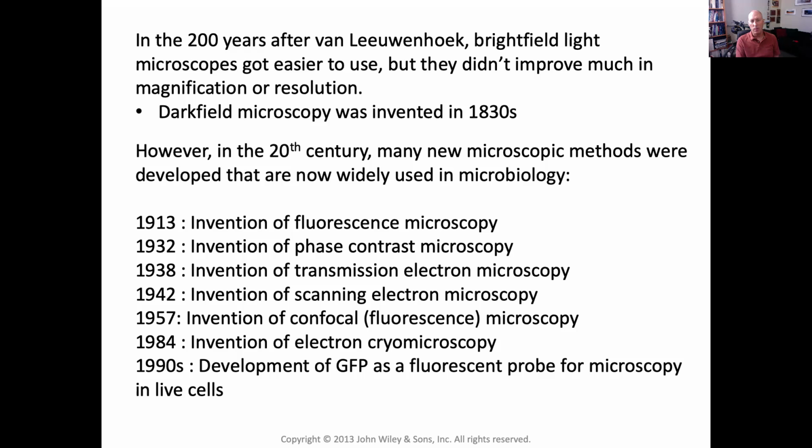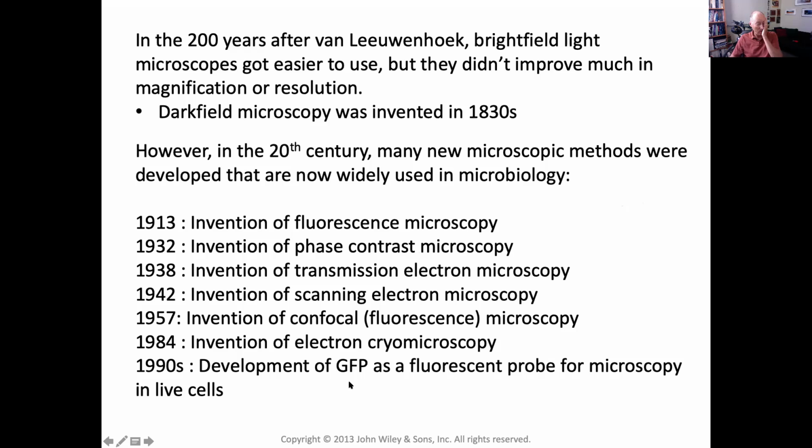And so van Leeuwenhoek's microscope was what we call a bright field microscope. It just uses regular visible light. And things didn't change that much for quite a while. Dark field microscopy, which you can look at in Appendix B, was invented in the 1830s, but really it wasn't until the last century that many real advances in the technology of microscopes came along. So I just have a list of them here. These are all described in Appendix B.